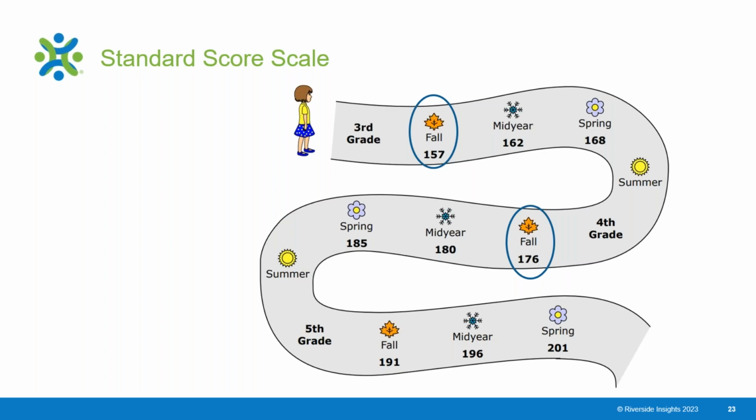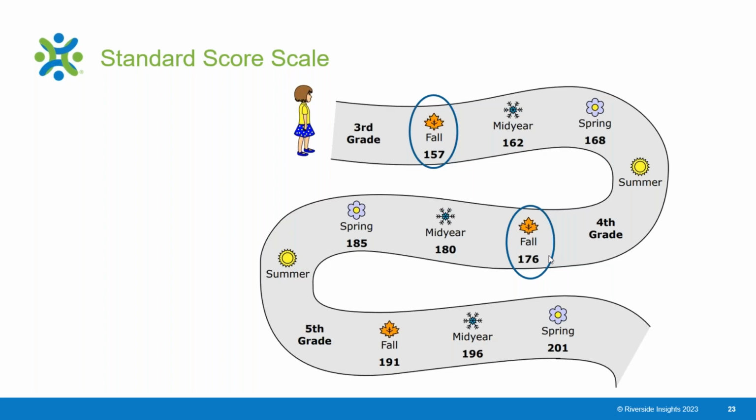So here's a student that starts in 3rd grade, tests that student in the fall with the Iowa assessments, and that student obtains a 157. Then that student the next fall of 4th grade achieves a 176. So I can look at the difference between 157 and 176, look at that difference of 19, and I can interpret that.